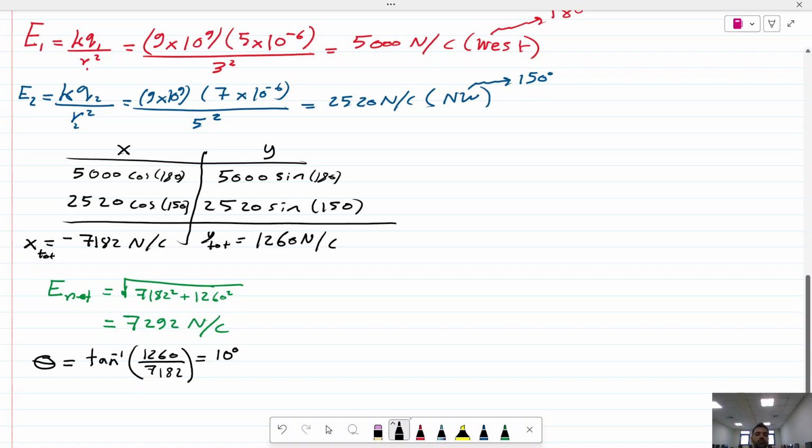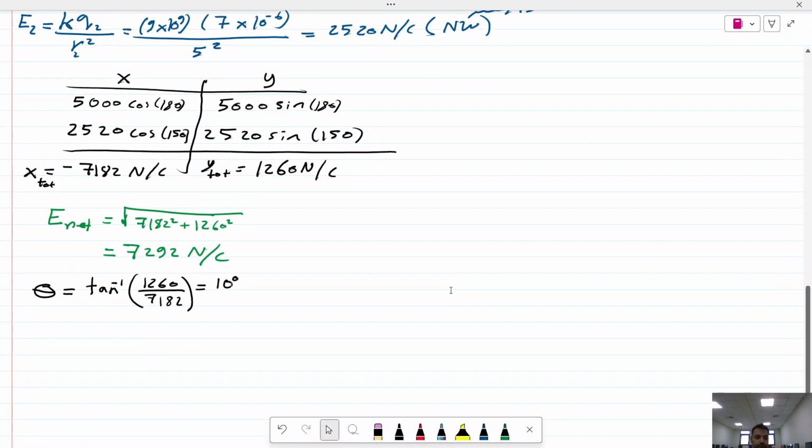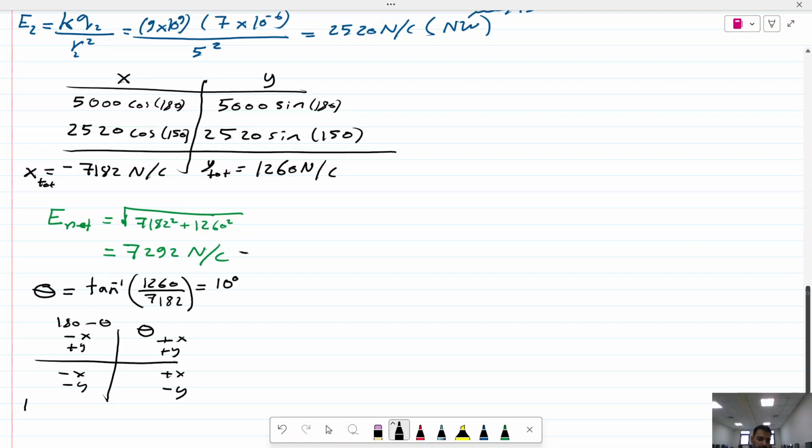Then we need to find the angle from the positive x-axis. So what do we do? We need to check the quadrant. Plus x plus y, first quadrant; minus x plus y, second quadrant; minus x minus y, third quadrant; plus x and minus y, fourth quadrant. In the first we keep the angle the same. Here we do 180 minus the angle. Here we do 180 plus the angle. And here we do 360 minus the angle.